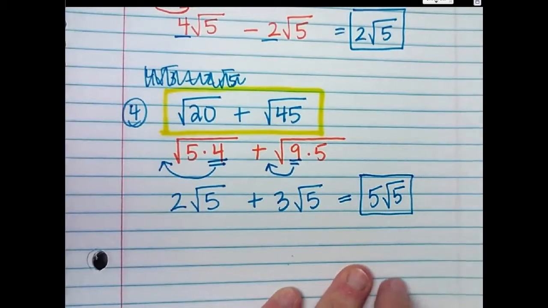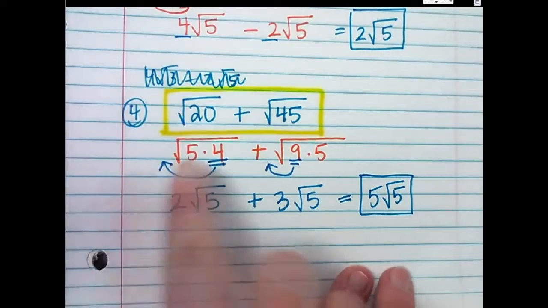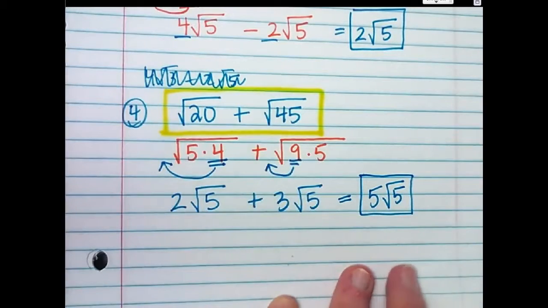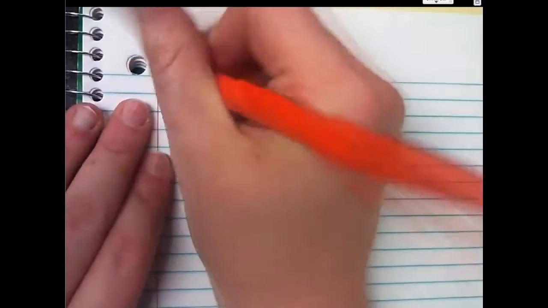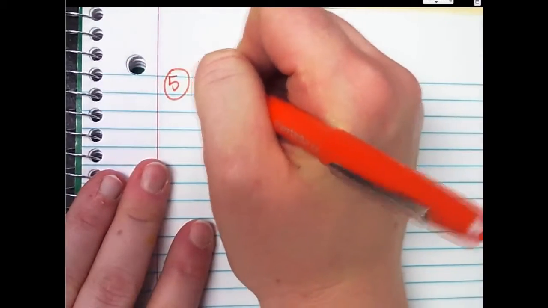Not horrible, right? If you're having trouble simplifying the radicals like this, then you definitely need to come see me. Because otherwise you won't be able to do it today or tomorrow or Thursday for the test. Okay, number 5. I just have 2 more for you.